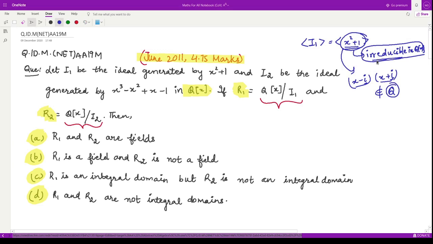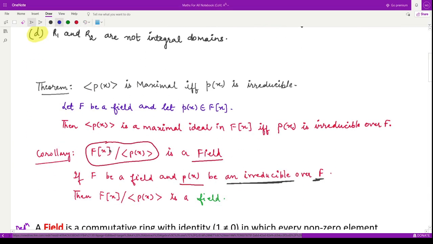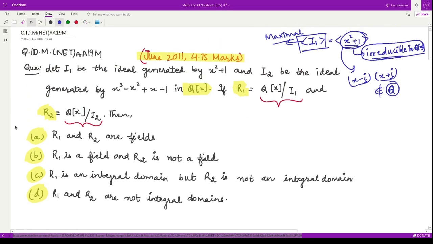Now because this polynomial is irreducible in Q[x], the ideal generated by this polynomial is a maximal ideal, and this R1 would be a field. So according to this result, R1 would be a field because the corresponding polynomial is irreducible over F. So we would say yes, R1 is a field, so this option may be correct. So let us go for checking the second polynomial for I2.